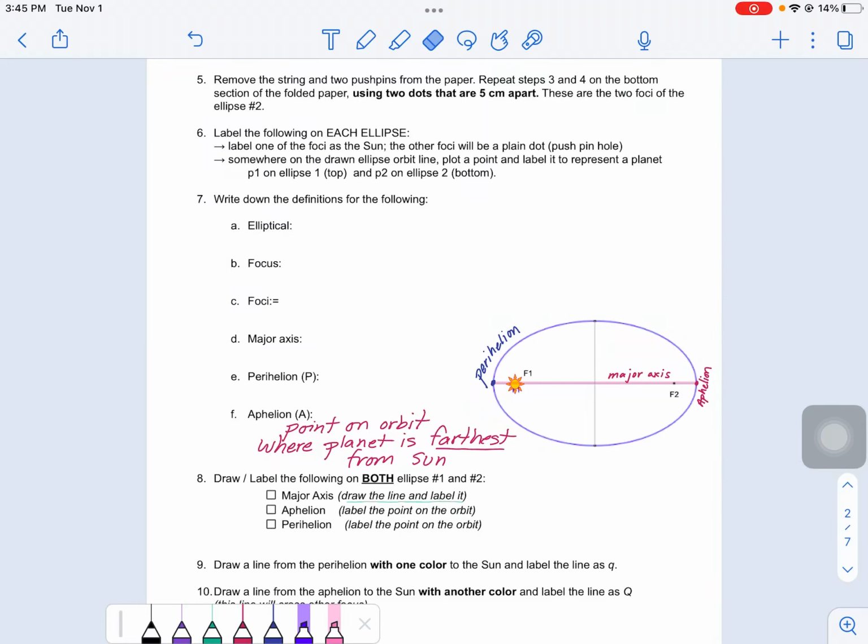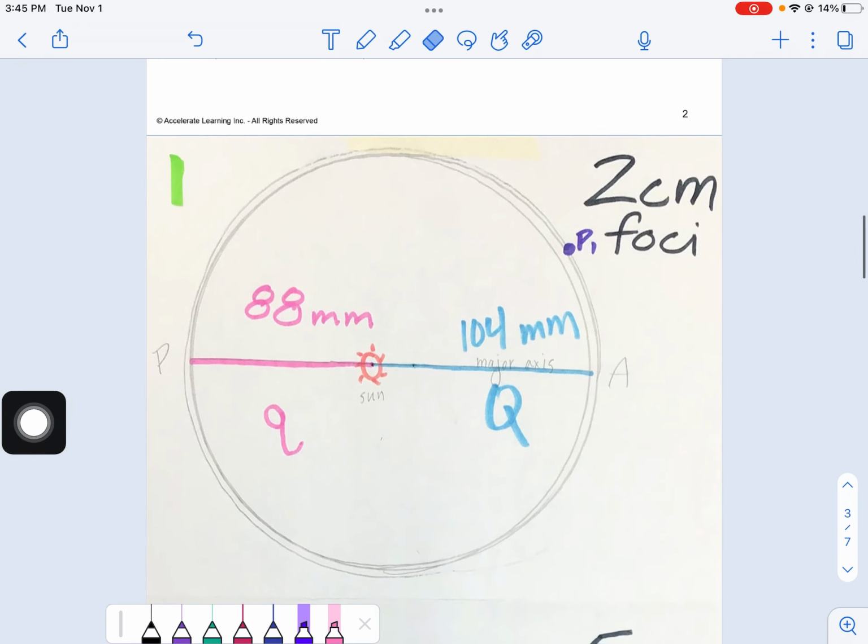So day 2 of our Big E was using our brand new vocab words to make sure all of them got put onto our diagram. So we started out by making sure all things were labeled. Here on our picture, we've got our major axis going all the way across the long section of our ellipse through both of our foci points.